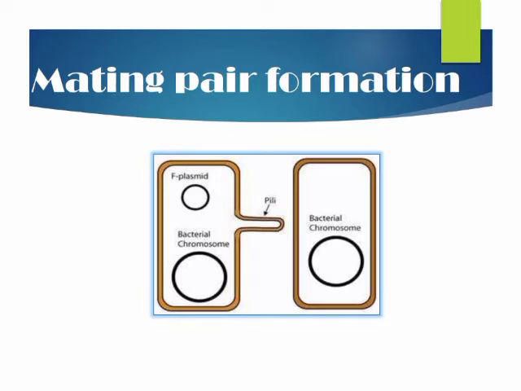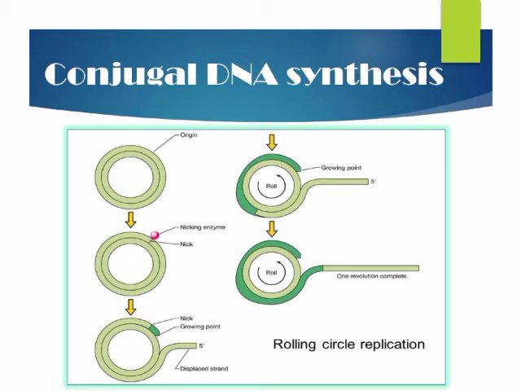F plasmid carries the Tra locus, which is about 33 kilobase pair long and consists of about 40 genes. The Tra locus includes the pilin protein, basically the pilin gene. After transcription and translation, it synthesizes the pilin protein and other regulatory genes which together form pili on the cell surface. Next, conjugal DNA synthesis.